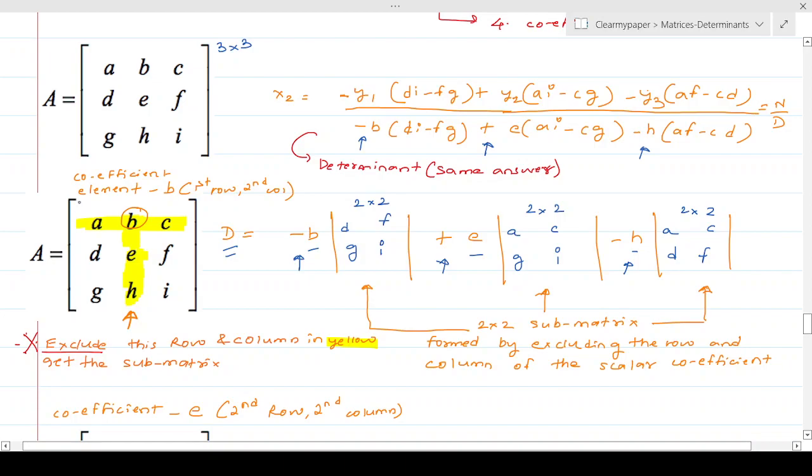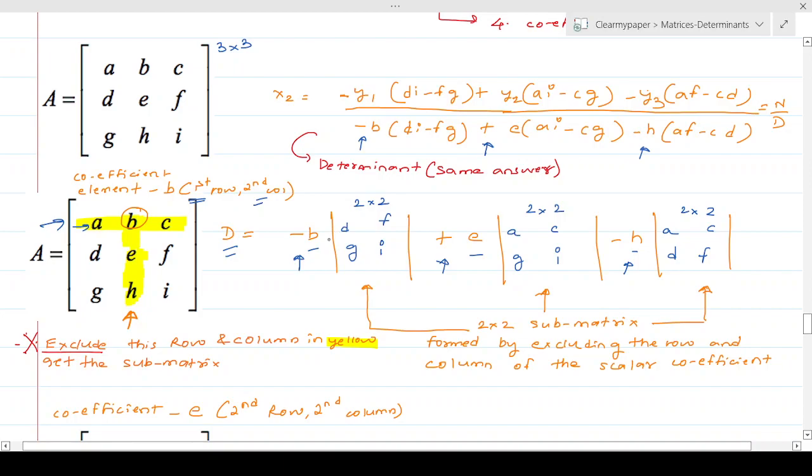So if I take this matrix over here, and the scalar is b, and I've circled the scalar as b, how am I forming this determinant? What is the trick to that? So what I've done is, if you see my highlight in yellow, I have highlighted the whole row in which b is present, and I have highlighted the whole column in which b is present. So I've highlighted the row and the column in which b is present. And what does it mean? B is in first row and second column. I have highlighted that.